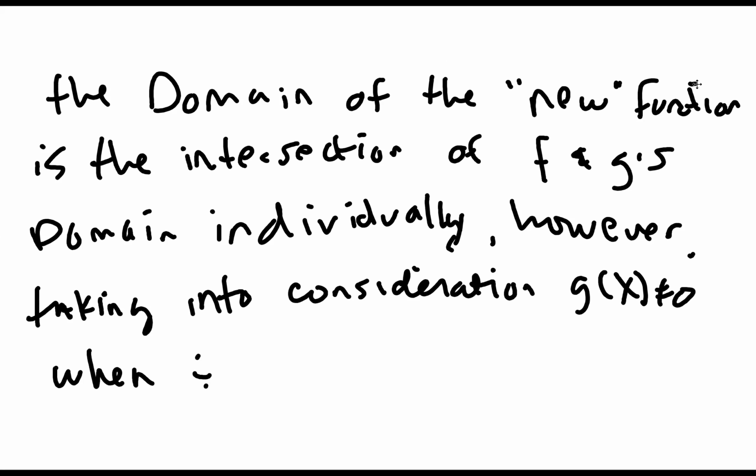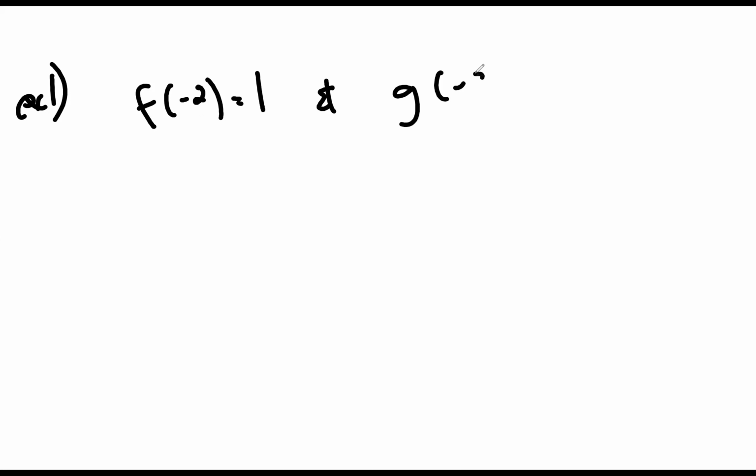All right, so here's what it's going to look like. You're going to be given a problem, and it's going to say this. This is example one, and we're going to start off easy with numbers, and then we'll build our way up to functions. Wait a second, I've already messed up. Instead of putting an x in there, I want it to have a -2. So f of -2 is equal to 1, and g of -2 is equal to -5.